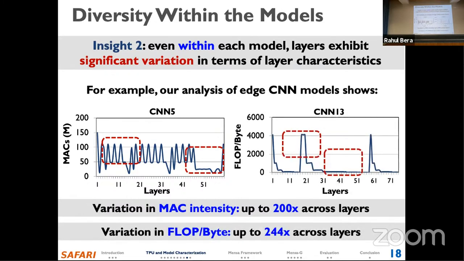At the same time, I have a different convolutional neural network here, with different layers, and on the y-axis I have the arithmetic intensity in flops per byte for that particular model. As you can see, the flops per byte ratio also varies within the same model across different layers, by up to 244 times during this inference execution.